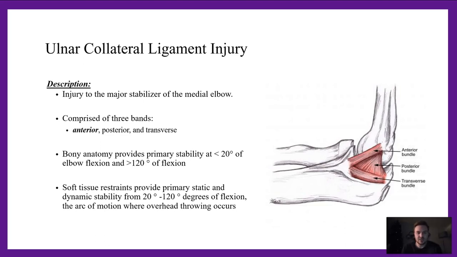So the UCL is, of course, the primary restraint for valgus torque, but bony anatomy does provide primary stability at less than 20 degrees of elbow flexion and greater than 20 degrees of elbow flexion. So at the mid-ranges is where the UCL will provide the most restraint and dynamic stability, from 20 to 120 degrees of flexion, and this is where the arc of the throwing motion occurs.